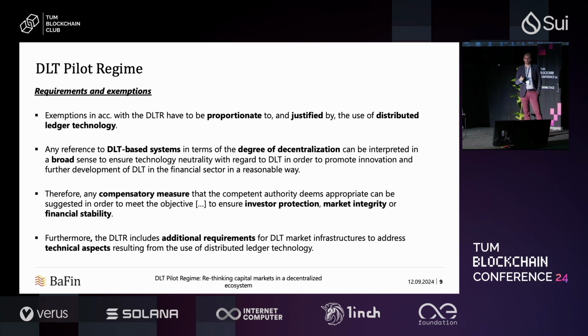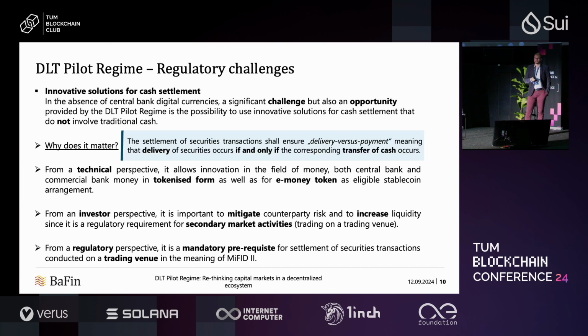And what is important here, maybe also from a development perspective on implementation, any reference to DLT-based systems in terms of the degree of decentralization has to be understood in a broad way. So that means that also the use of public permissionless blockchain protocols is possible, and therefore it is really the aim of the pilot regime to promote innovation. So there's no specific limitation or restrictions here on the specific settings of a DLT-based system.